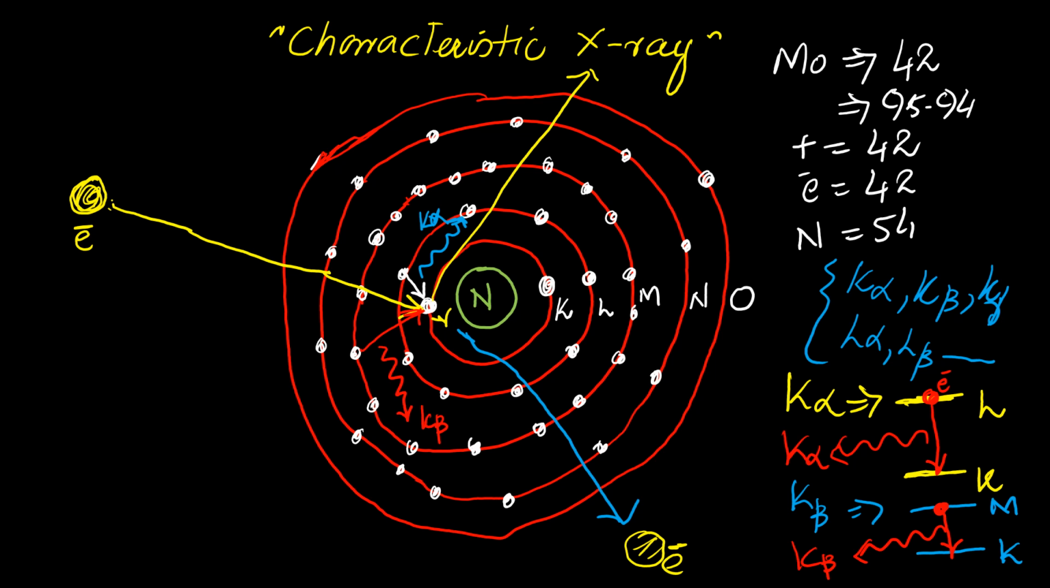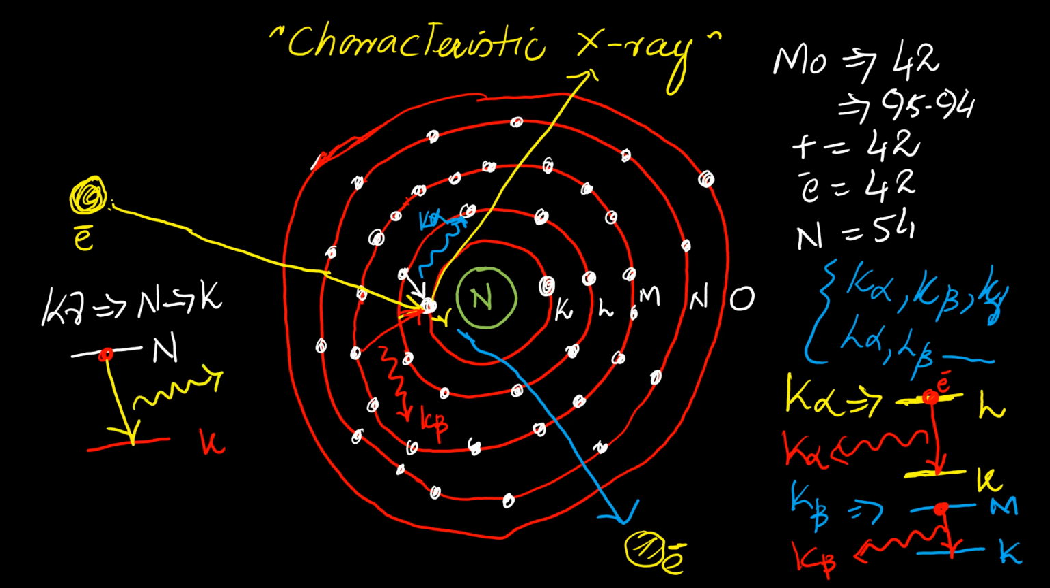Similarly, dear student, K gamma X-rays are produced. In K gamma X-rays, an electron from the N shell jumps into the K shell. Suppose that this is the N shell. An electron present in the N shell will jump into the K shell, and whenever this electron jumps from the N shell into the K shell, it releases characteristic X-rays in the form of radiations known as K gamma X-rays.